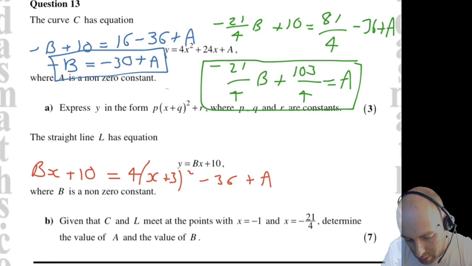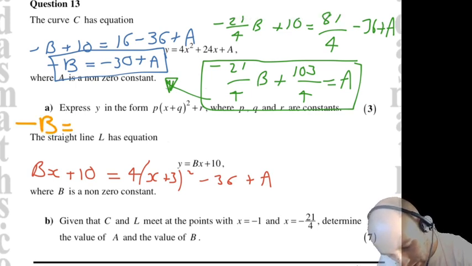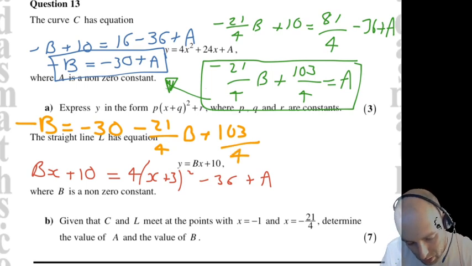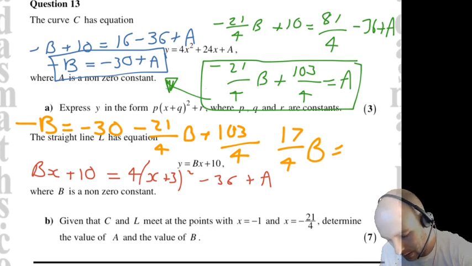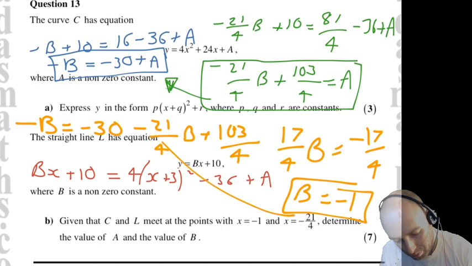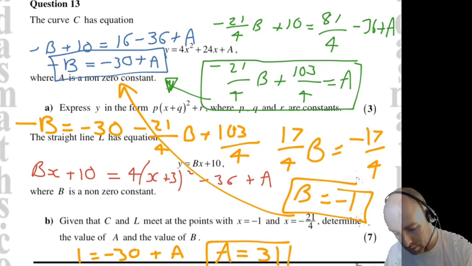So I'm going to put that into the other equation. So I'll get minus b equals minus 30 minus 21 over 4 b plus 103 over 4. Rearrange to find b then. So let's get all the b's on the other side. So minus 1 plus 21 over 4 gives me 17 over 4 b equals 103 over 4 take 30, which is minus 17 over 4. So b is equal to minus 1. Cool. All right, let's put that back up here. So minus b, so that's minus minus 1, so that's 1, is minus 30 plus a. So a is 31. So a is 31, b is minus 1.